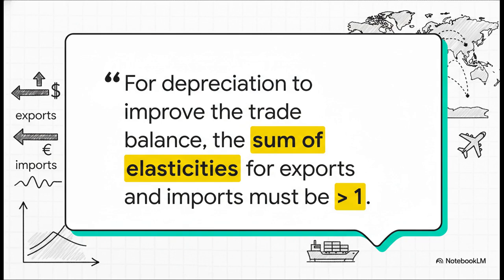All right, here is a rule you absolutely have to know in international economics. Let's say a country devalues its currency, hoping to make its exports cheaper and imports more expensive. But will it actually work? Well, question 9 is all about the Marshall-Lerner condition. It states that for a devaluation to actually improve the trade balance, the combined price elasticities of demand for both exports and imports has to be greater than 1. In plain English, it means that for the plan to work, people at home and abroad have to be pretty responsive to the price changes.